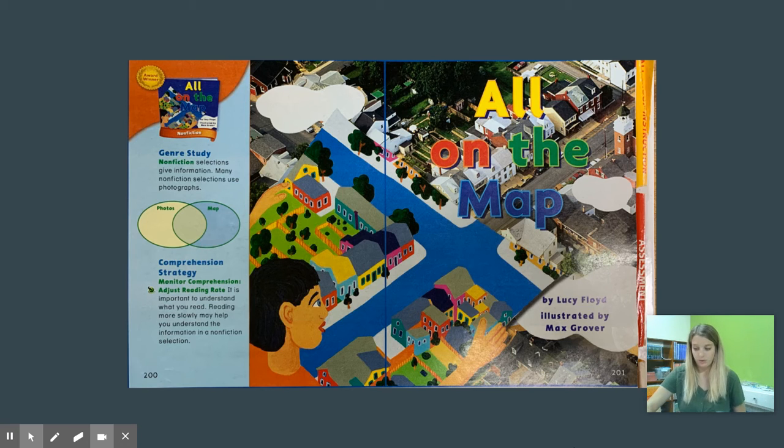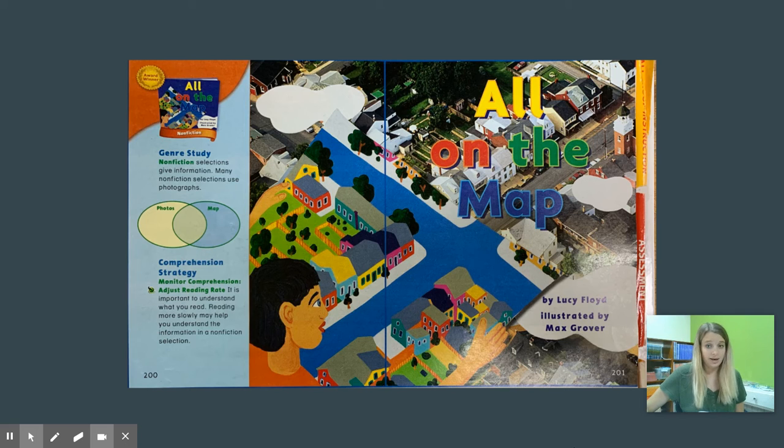All right, so All on the Map by Lucy Floyd and illustrated by Max Grover. Page 202. Here is a big town. Here is a map. All right, what page has the photograph? Page 202. And what does the photo show? A town. Good job. So what does the map show? It shows drawings of things in the town.